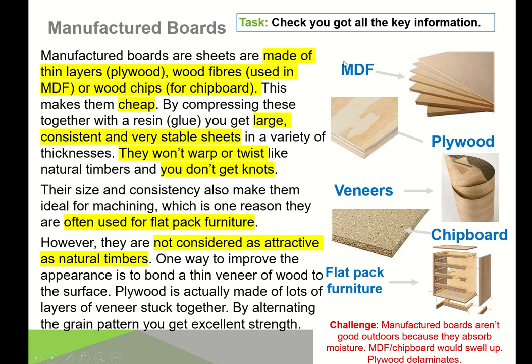Okay, that's the main points you need to know on timbers, their characteristics and applications. Alright, summarise that in your own words. Best of luck.